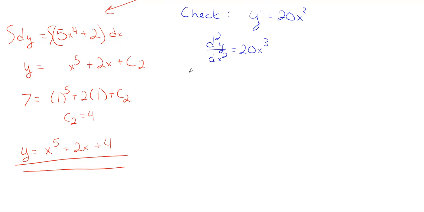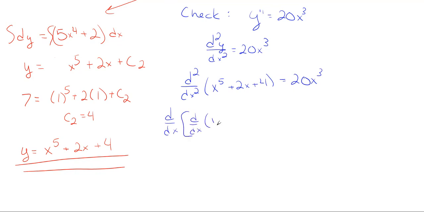So let's plug in y here, because we would have our second derivative with respect to x of my y, x to the 5th plus 2x plus 4, has to be equal to 20x cubed. Essentially, we're just going to take the derivative of this twice. So d/dx of d/dx of x to the 5th plus 2x plus 4. We're only going to show the left side for right now because this should pop out to be 20x cubed. So let's do our first derivative here.